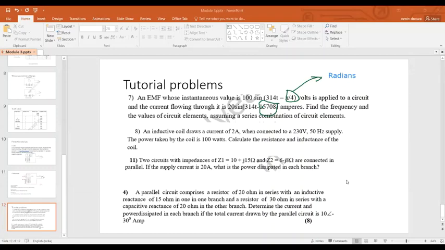So frequency is 50 hertz. Right, correct. How did you find? Omega is equal to 2 pi f, right? Right. Omega is 340. Correct. 50 hertz.